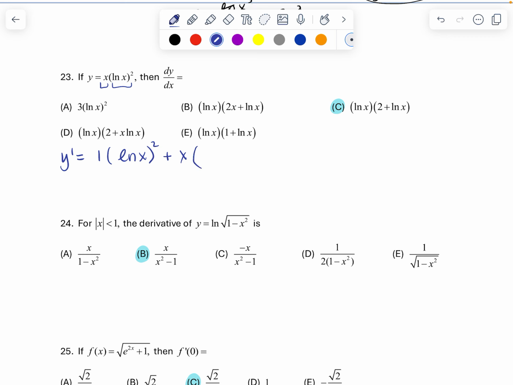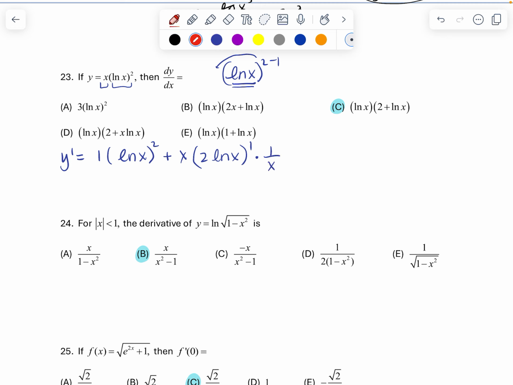Now, how do I derive ln of x squared? Okay, so look, I'm going to bring the 2 in front, so it's going to be 2 times ln of x. My new exponent, if you subtract 1, is a 1. And then times, now I have to go ahead and derive the inside. The derivative of ln of x is 1 over x.